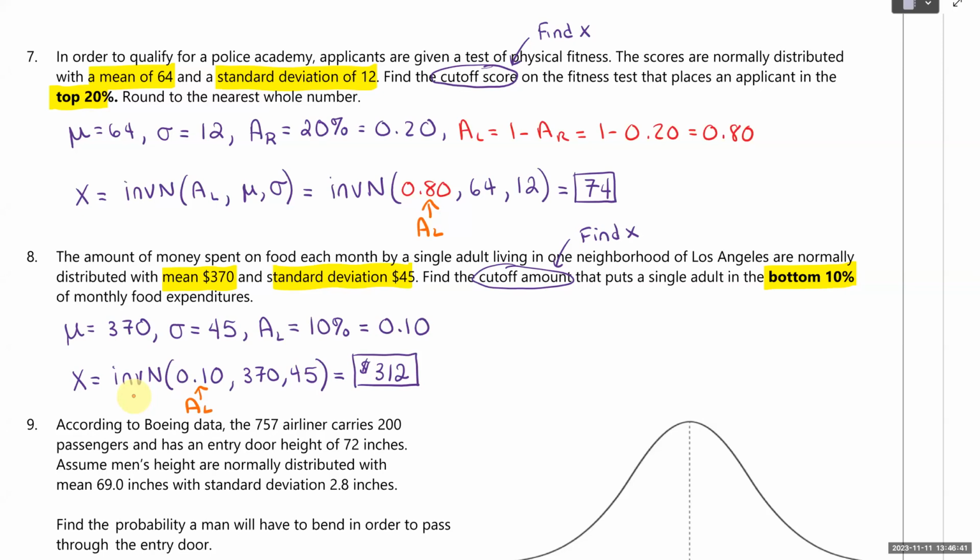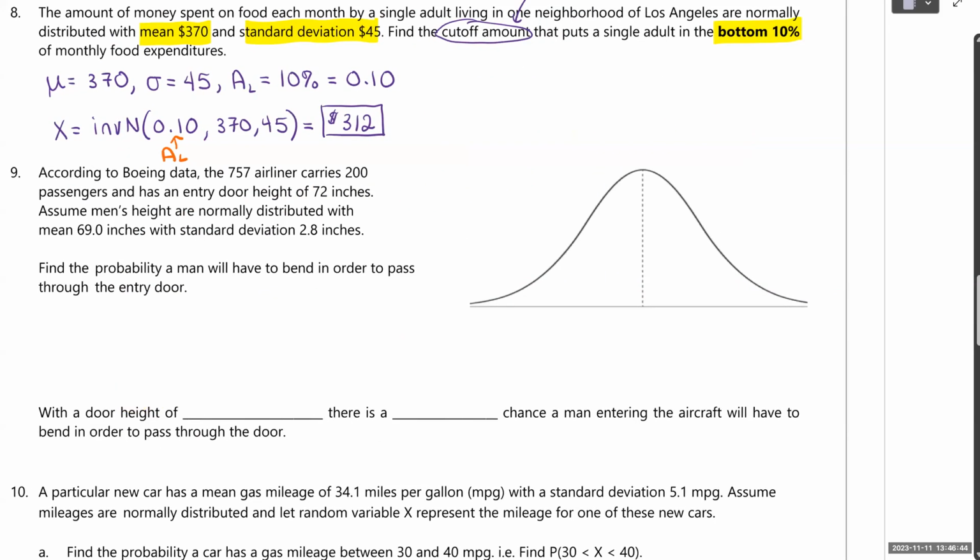All right, let's move on here, number 9. So according to Boeing data, the 757 airliner carries 200 passengers and it has an entry door height of 72 inches. We'll assume men's heights are normally distributed with a mean of 69 inches. I'm just going to document that down here. So for this population of men, the mean is 69.0 inches and the standard deviation is 2.8 inches. We'd like to know the probability a man will have to bend in order to pass through the entry door of the 757 airliner.